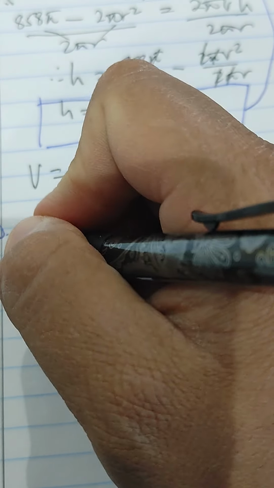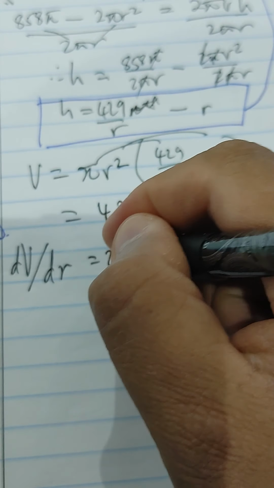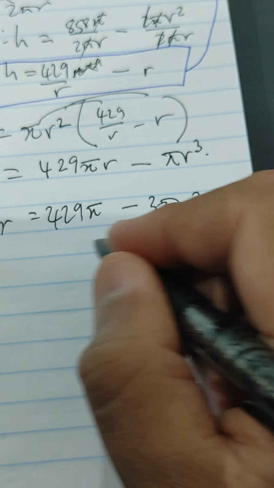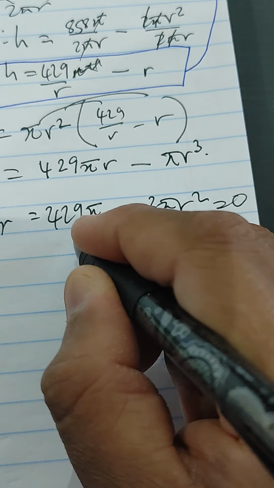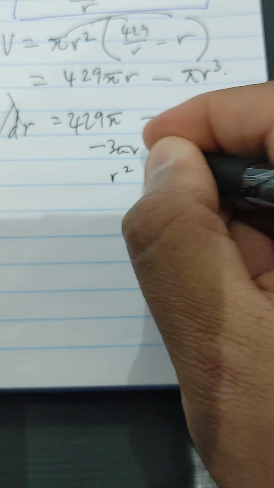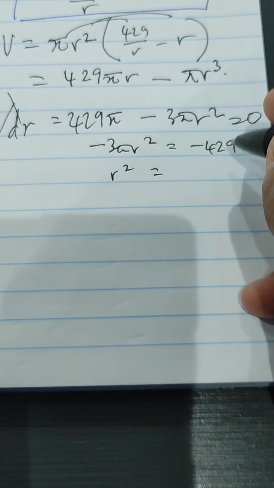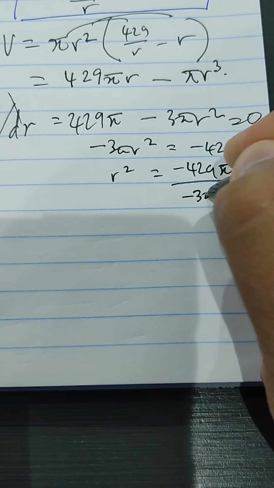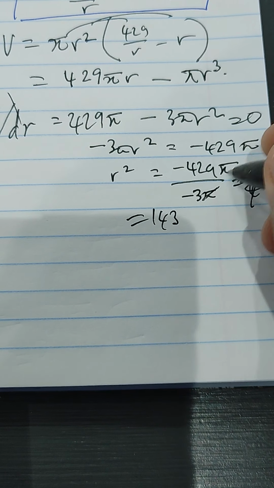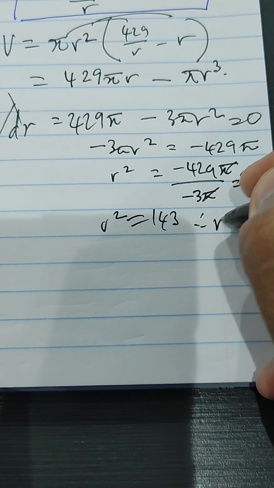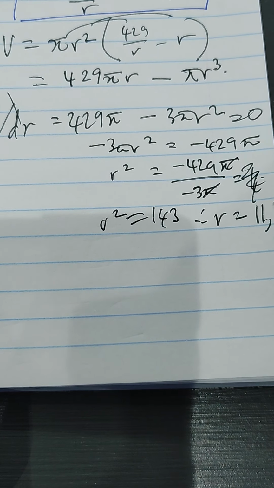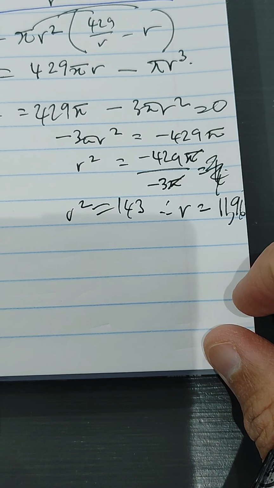For the volume to be a maximum, its derivative of volume with respect to r is going to be 429 pi minus 3 pi r squared. Thereafter we set equal to 0. We can drop this part. So this would simply be negative 3 pi r squared is equal to negative 429 pi. So r squared is equal to negative 429 pi over negative 3 pi, which will give you 143. The pi's cancel. Therefore r is equal to the square root of 143, which is radical, so it's 11,96. So the radius is going to be 11,96.